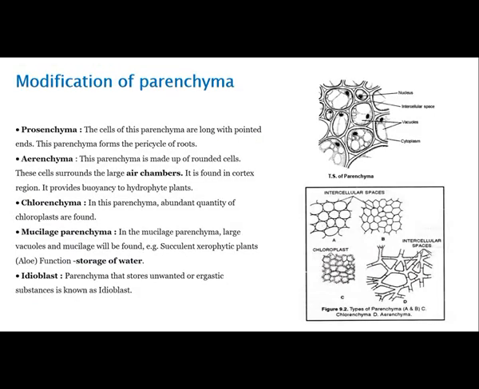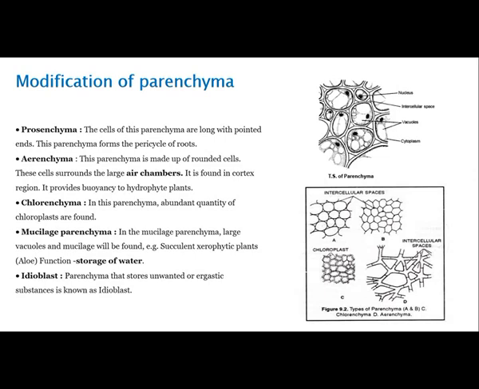Now there are different modifications of this parenchyma tissue found in plants, and these modifications are aerenchyma, prosenchyma, chlorenchyma, idioblast and mucilage parenchyma, to name a few. Coming to the first one, that is the aerenchyma. As the name suggests, this parenchyma has large air spaces. It is found in hydrophytes and it gives buoyancy to the plant, which helps the plant organs to float.